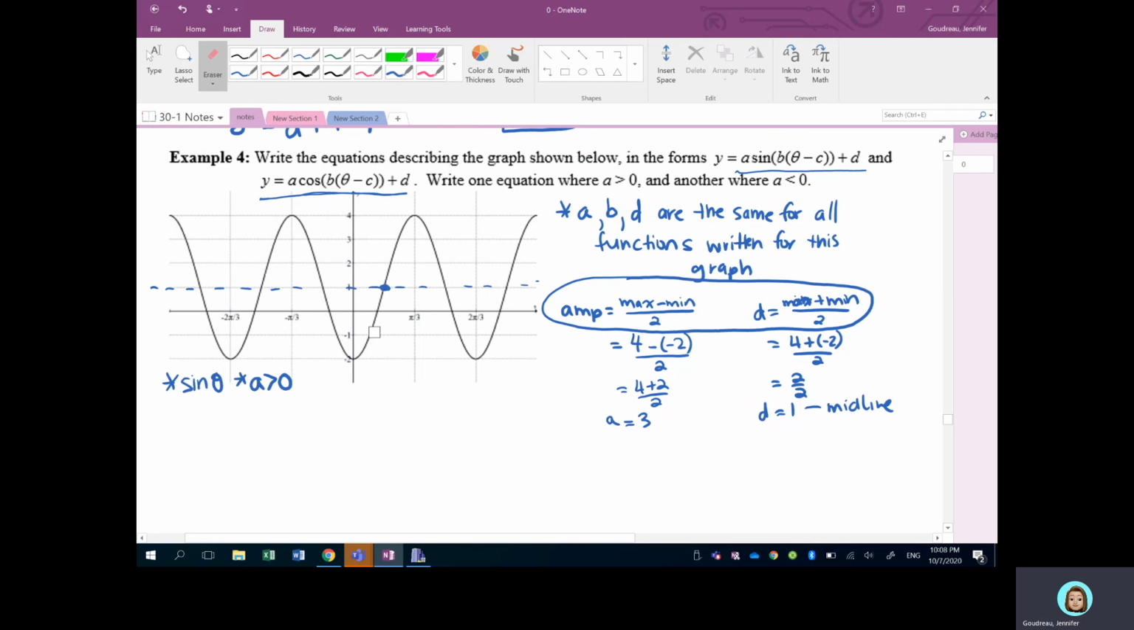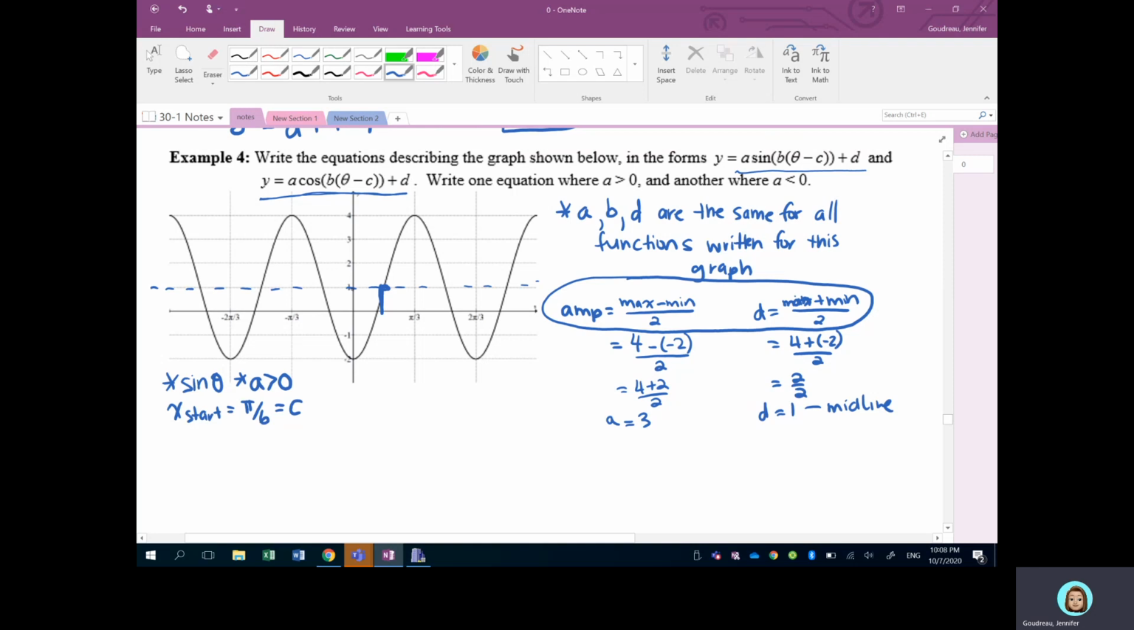And again, we're looking at the X coordinate. So looking down, that X coordinate right there is going to be right in between 0 and pi over 3, which is pi over 6. So our X start is going to be pi over 6. That is also our C value.